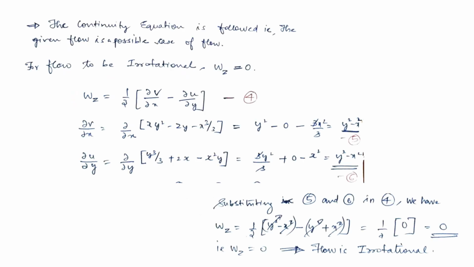Then, the given possible case, that is w is equal to 0. w should be 0. How do we prove it is an irrotational flow? Irrotational means the component for the rotation should be equated to 0. What is the component for the rotation? wz is half of dou v by dou x minus dou u by dou y.